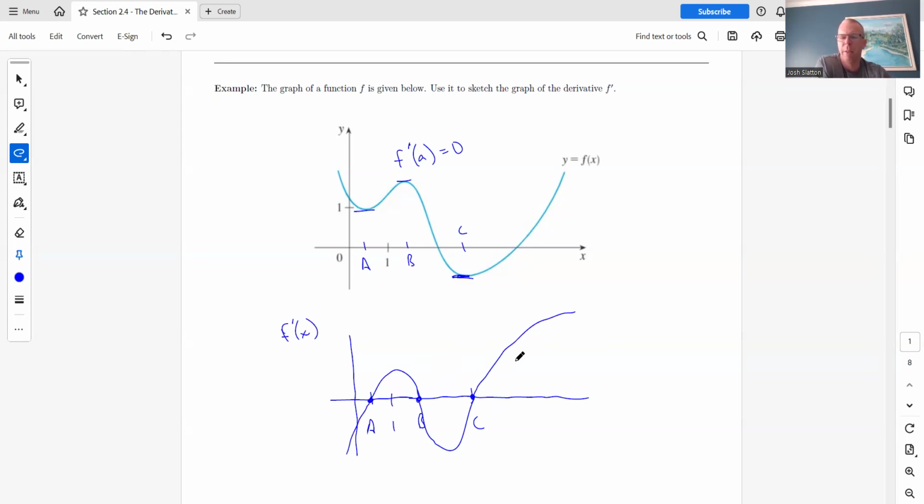We may talk about that at some point, but for now, just make sure that if the function is increasing, the derivative is going to be positive, which means above the x-axis. If it's decreasing, the derivative is going to be negative, or below the x-axis. Don't worry right now too much about specifically what it is doing. Just make sure you get the positive parts and the negative parts, and you should be pretty good for now.